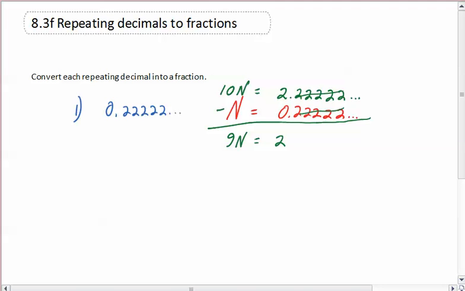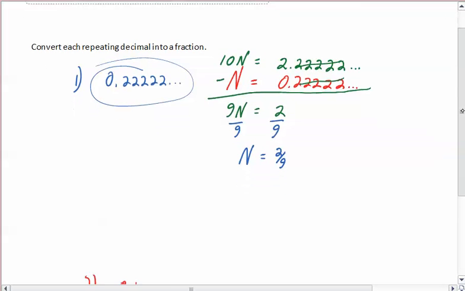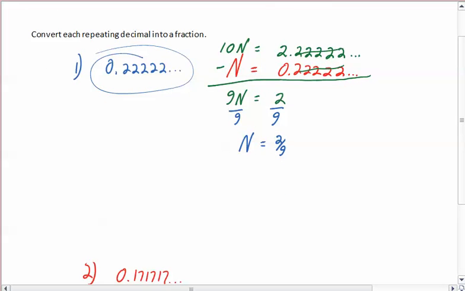Now I'm going to divide by 9 to get the n alone, and my actual value, n, is really just 2/9. So if you go to a graphing calculator, or any calculator, and you press 2 divided by 9, you're going to get the decimal 0.2 repeating. Pretty cool, huh?